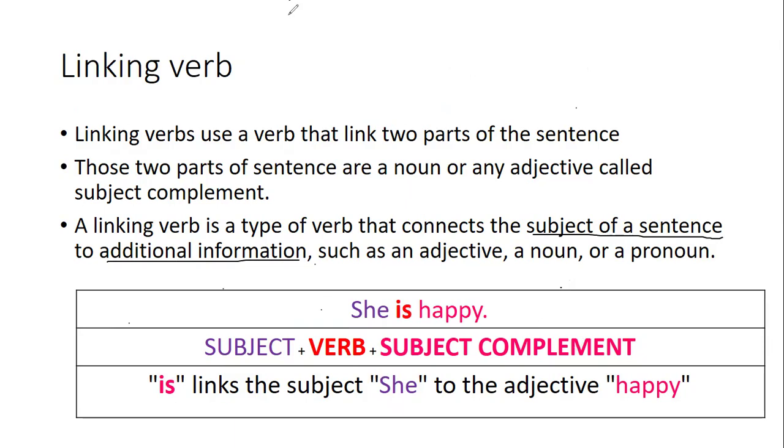So let's find out. She is happy. She is our subject. And happy is our subject complement. What is happy? It's an adjective. What is an adjective? An adjective describes the quality of a noun. It describes the noun. That's why we call it an adjective. So she is happy, right? So happy is the subject complement. So is is our linking verb over here because it joins our subject with the subject complement. That's why we are calling it a linking verb.